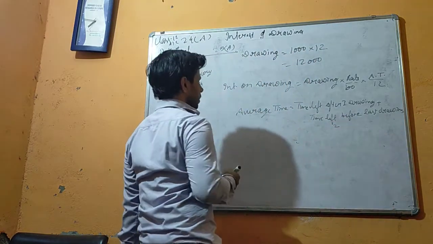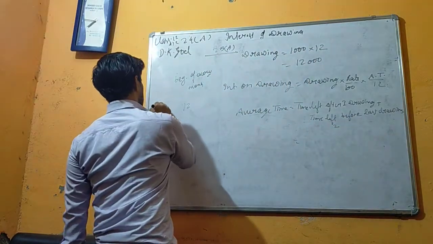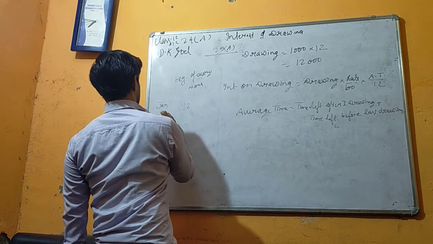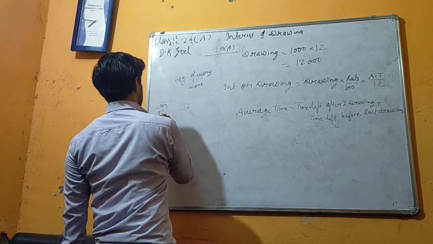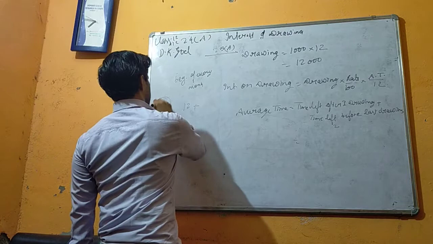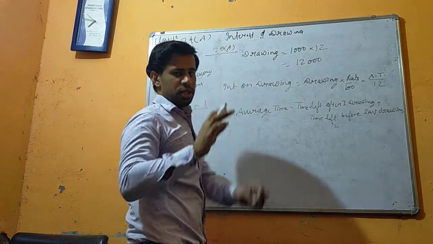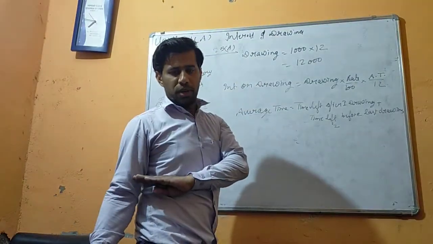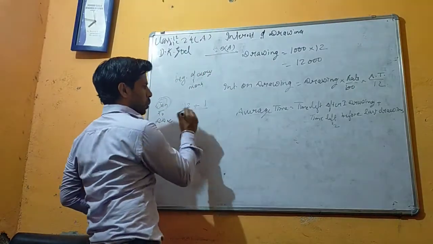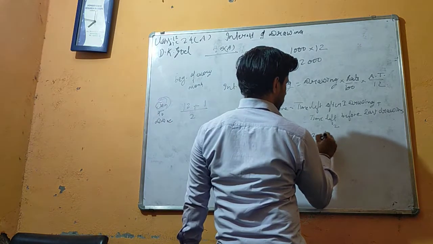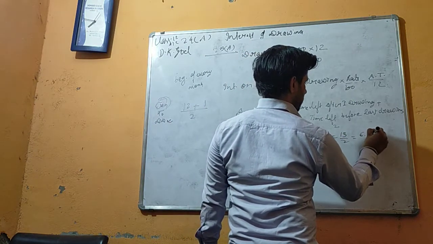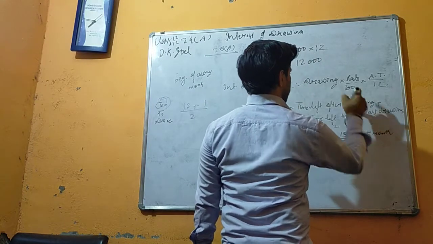If drawing is at the beginning of every month, we take the 12 months complete, January to December. That will be 12 months complete, plus the beginning of the year, so January will be coming. So entire 12 months are there with us, and that's why we add 12 plus 1 upon 2. That will be 13 upon 2, which is 6.5 months. So we'll keep 6.5 months over here.